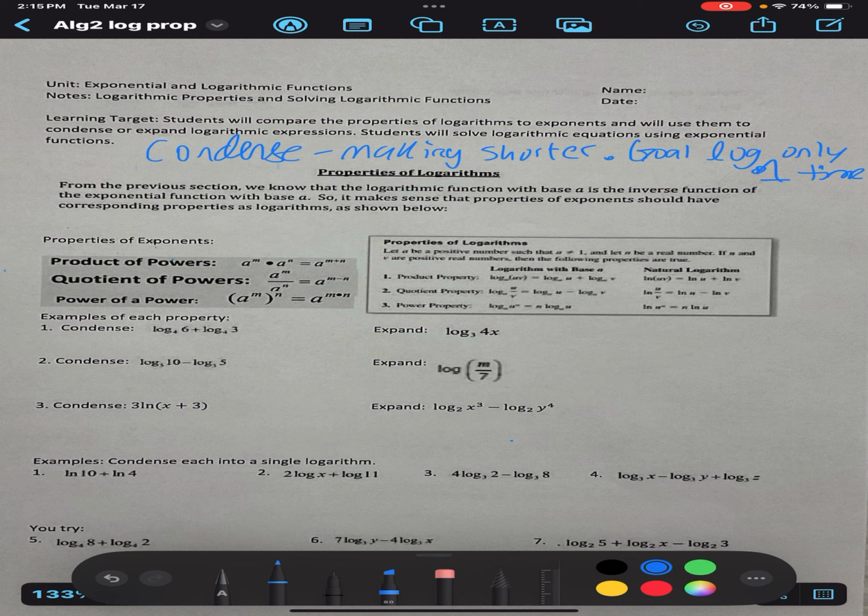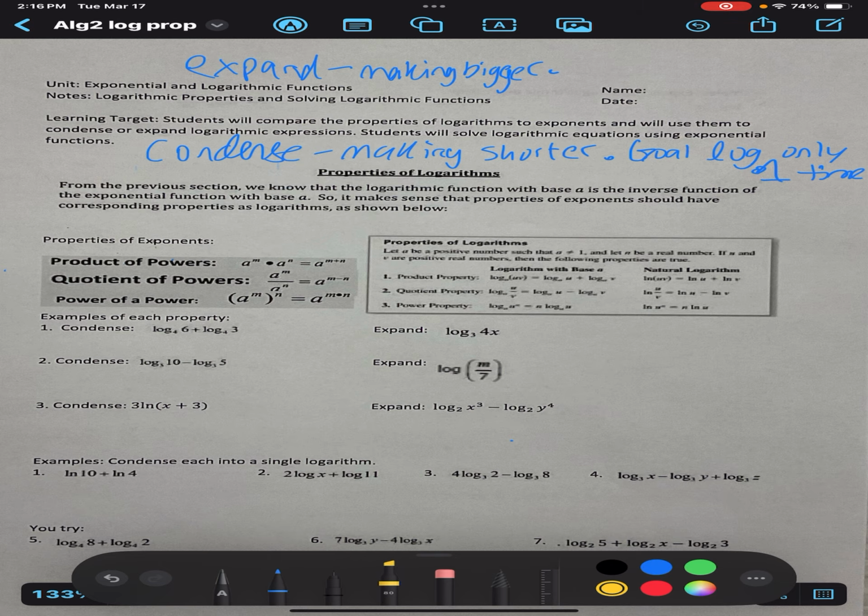And then when we are expanding, you are going to be making it bigger. So this time you will be writing the word log several times, but the key thing here, the goal, is that after the base, there's only one thing. So that's how you can self-check for these, and you'll see it as we go along.